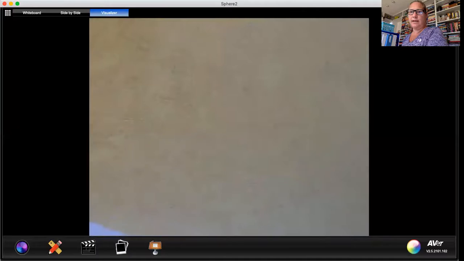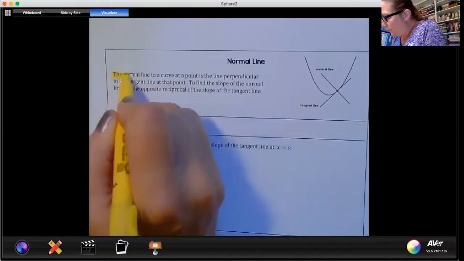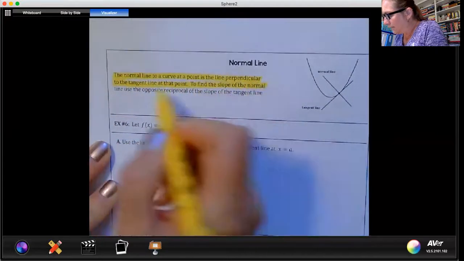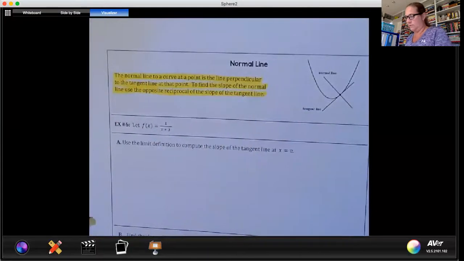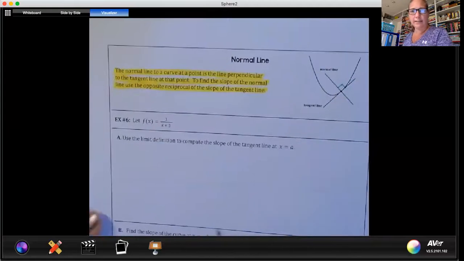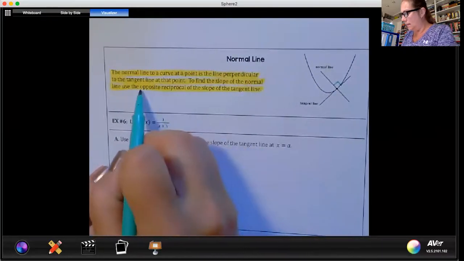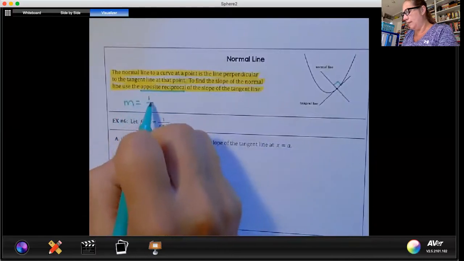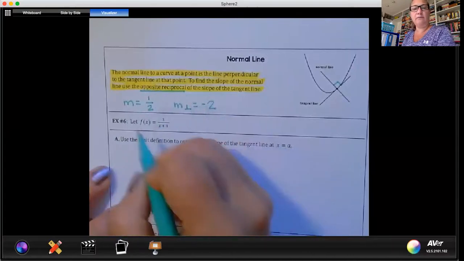A concept that's kind of new for us is the concept of a normal line. The normal line to a curve at a point is the line perpendicular to the tangent line at that point. To find the slope of the normal line, use the opposite reciprocal of the slope of the tangent line. So this is going to be perpendicular lines here, tangent line and normal line. And just know that the opposite reciprocal, for example, if the slope is 1/2, the slope perpendicular would be -2. So change the sign, flip the fraction.